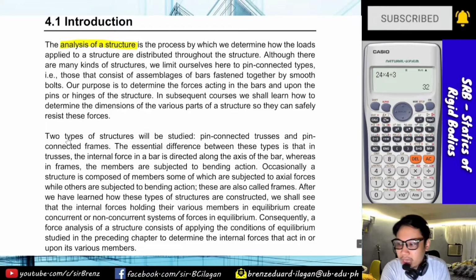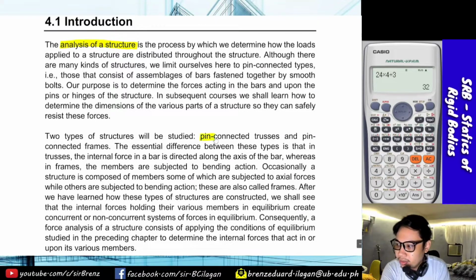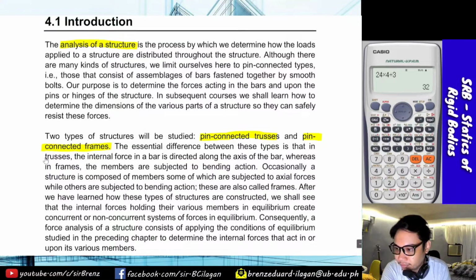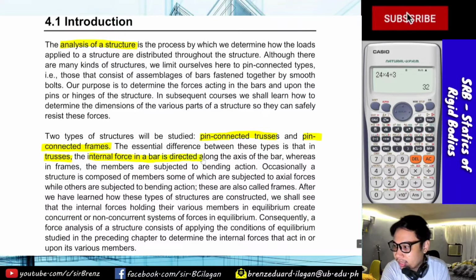Okay, so the two types of structure that will be studied here in this module is, yun nga, we have the pin-connected trusses and the pin-connected frames. So the essential difference between this type is that in trusses, the internal force, ito yung difference sila. So kapag sa truss, ayan, so the internal force in a bar is directed along the axis of the bar.